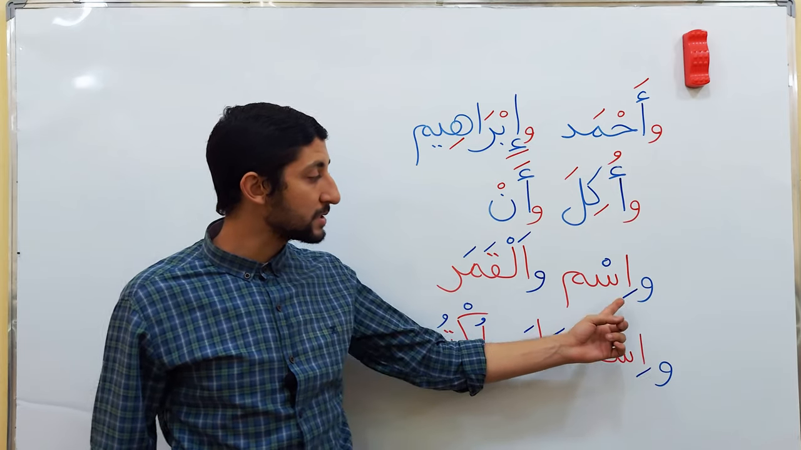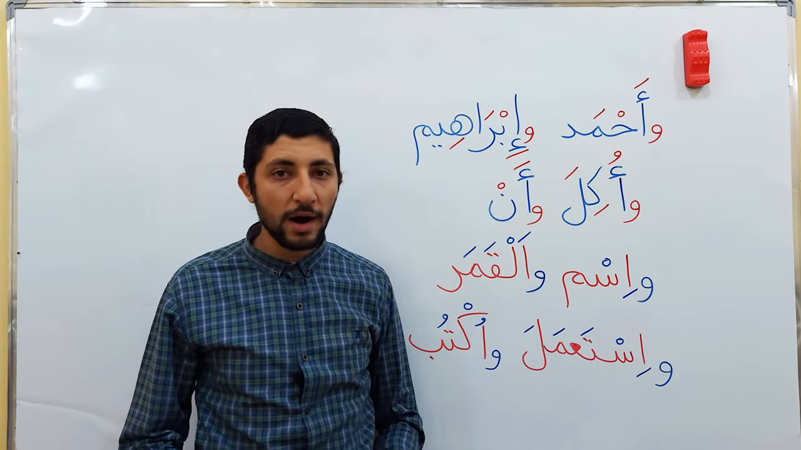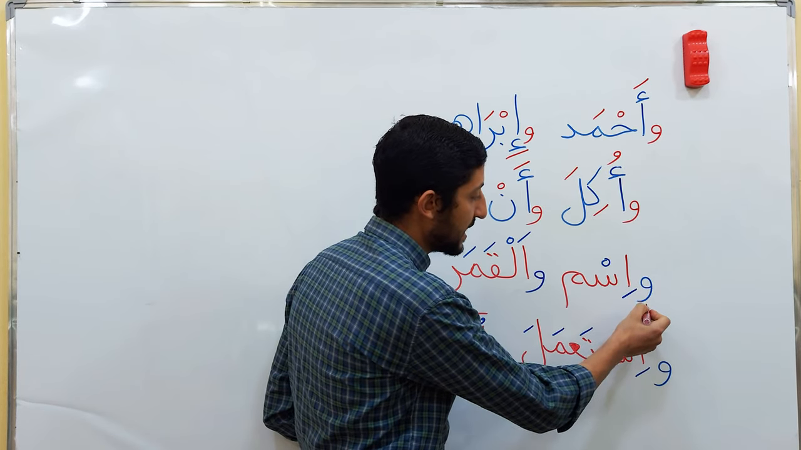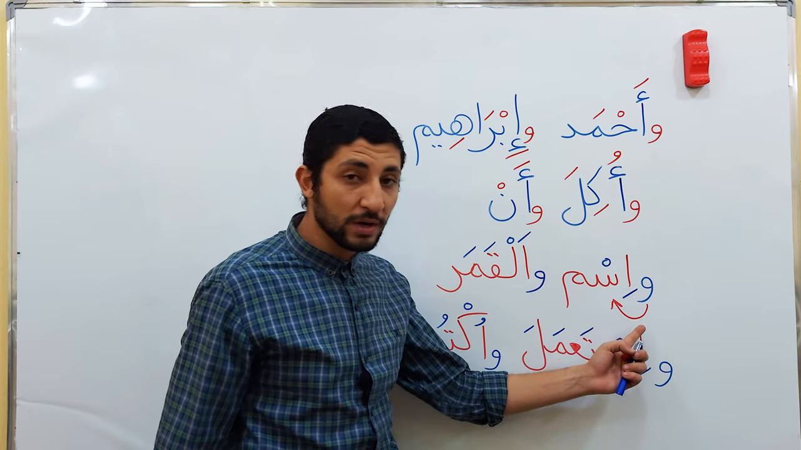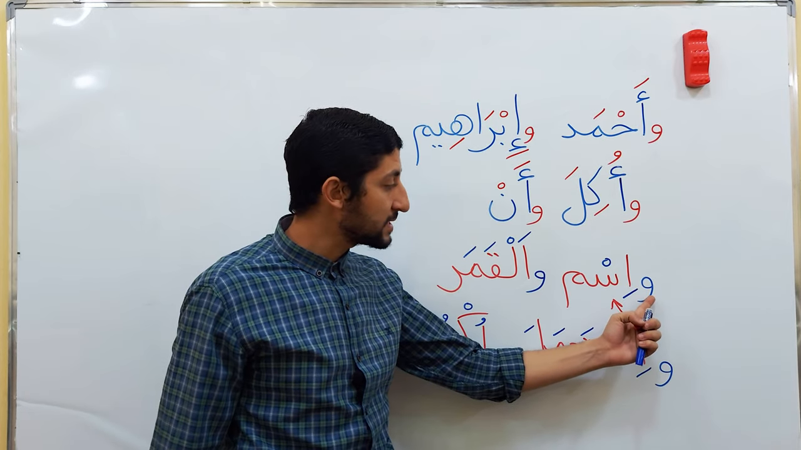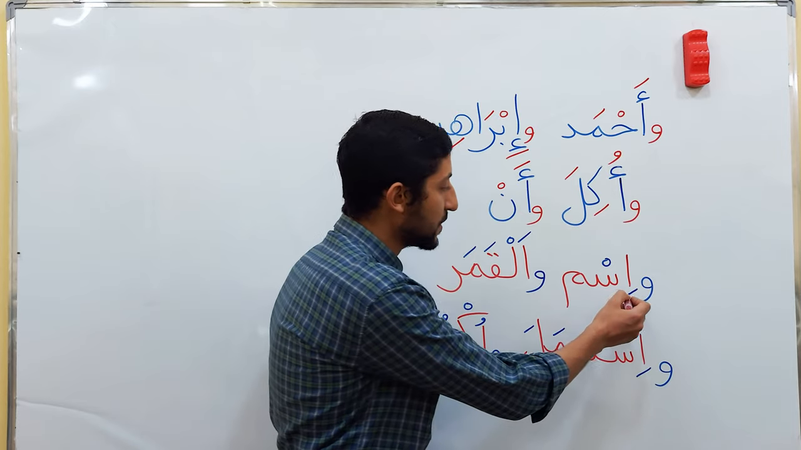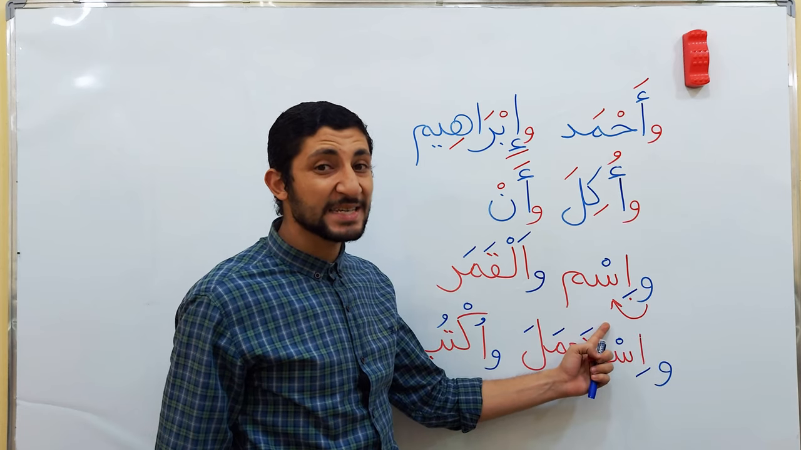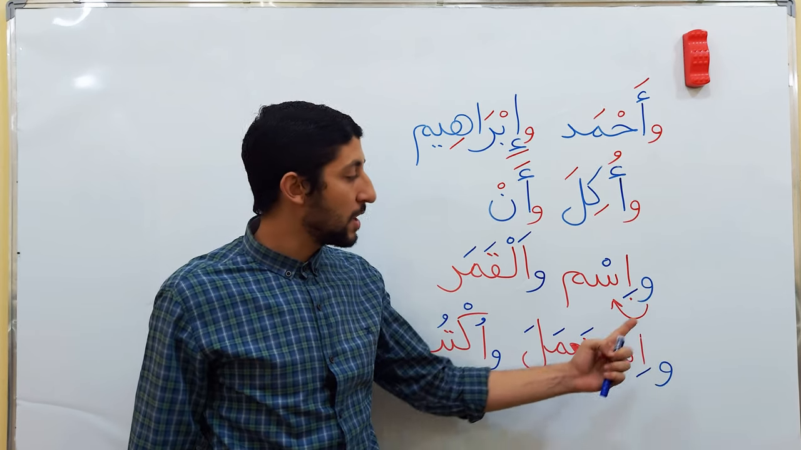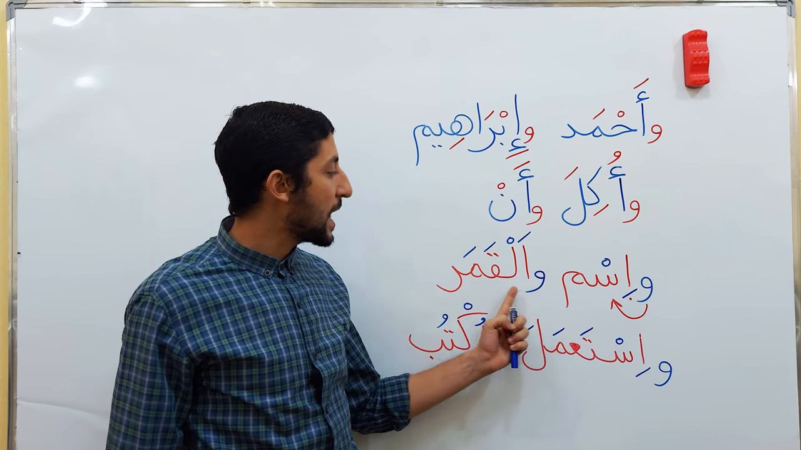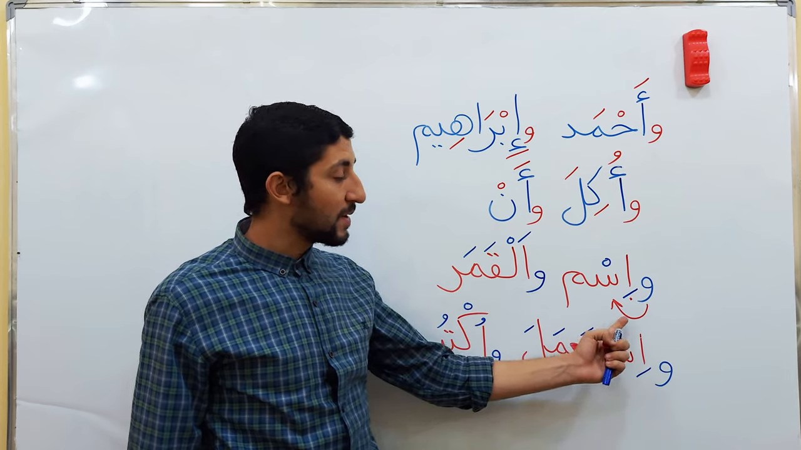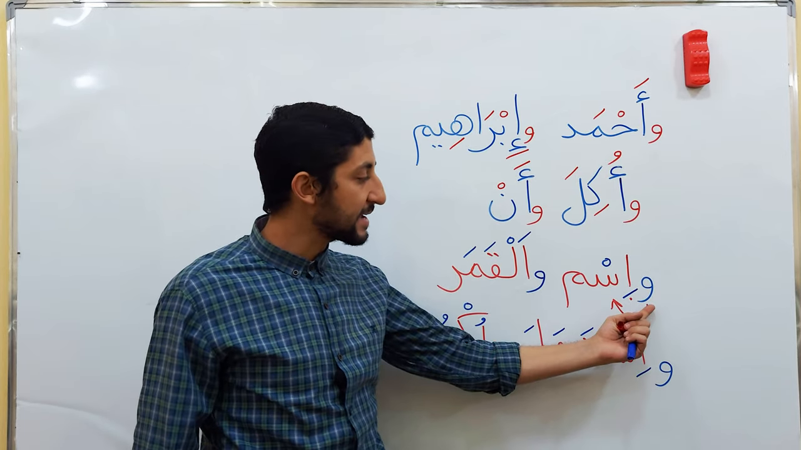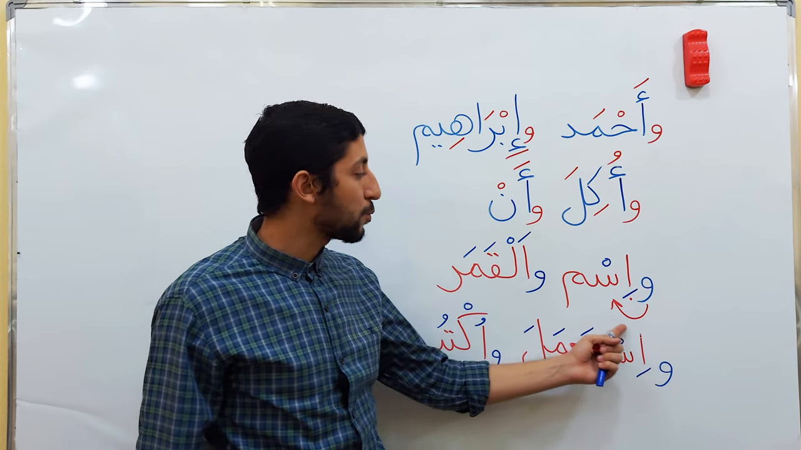That's why we call it the connecting. Why? Because it's connecting between what's before the alif and what's after. Whenever I read this one, I make a jump from letter wa into letter sa. So this one is silent. I said wasm, wal. I didn't say wa ism. No. So that's why we call it hamzatu al-wasl. Wasl means connecting, because we connected what's before with what's after.